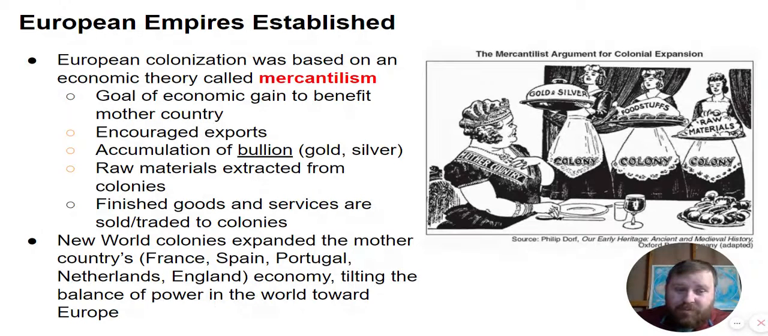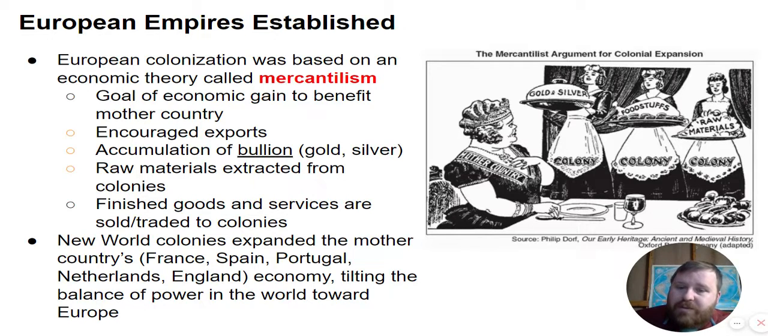It's basically like raw materials, precious metals, and as far as raw materials go, gold and silver are the big ones. These precious metals are extremely important around the world and extremely valuable in trade in the 1400s to 1600s. So they extracted raw materials from their colonies, which we kind of talked about before.